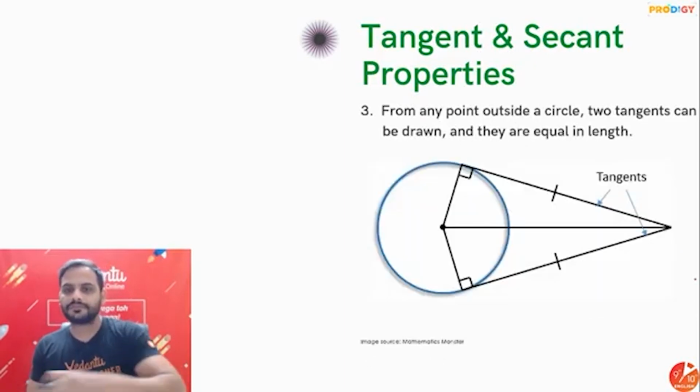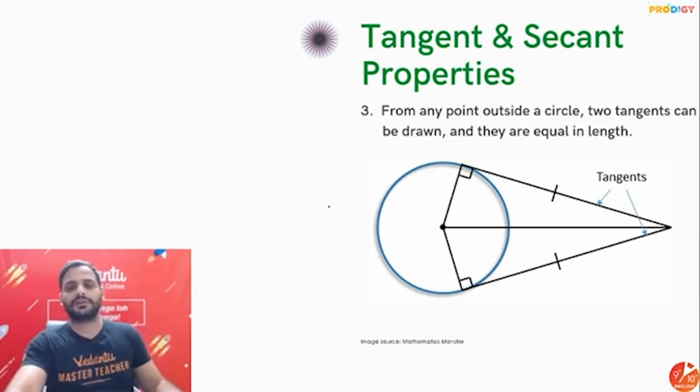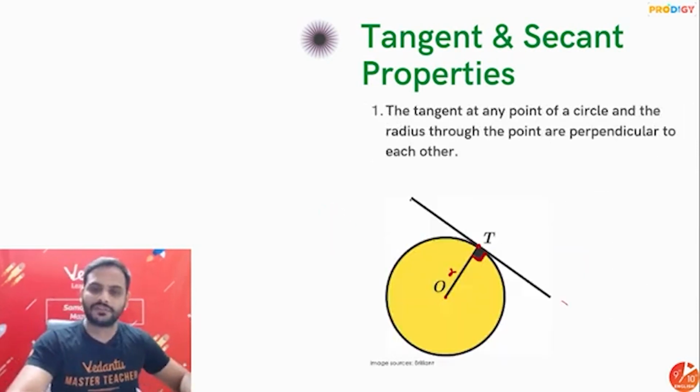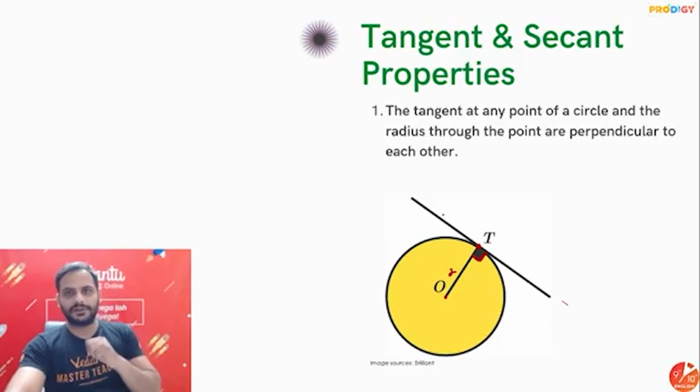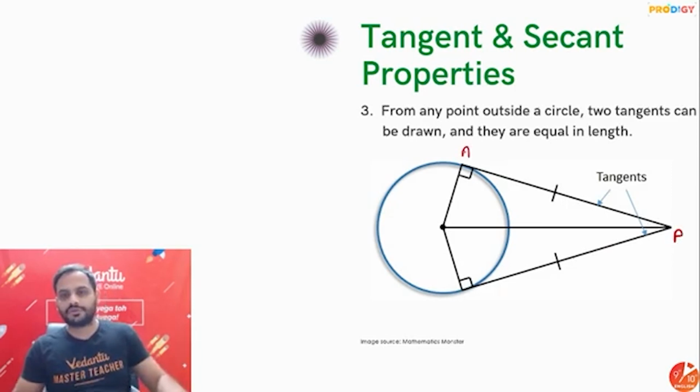Next, if we have a point on the circle, let's say a point T is on the circle, then from a point on the circle you can draw one tangent. If a point is inside the circle, you cannot draw any tangent. But if a point is outside the circle, let's say this point P, you will be able to draw two tangents from a point outside the circle.